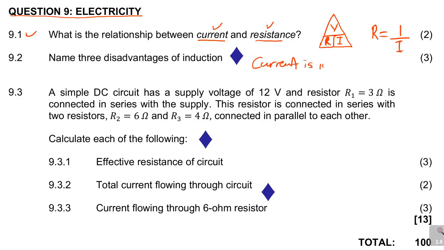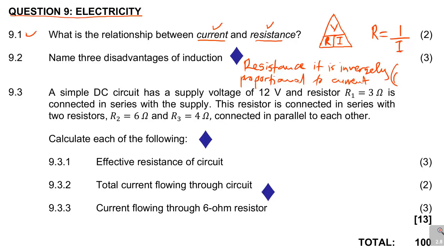Let's start with resistance, since we've got R is equal to. We can say resistance is inversely, that 1 over means it is inversely, that's the word they are looking for. So resistance is inversely proportional to current. So that's what they wanted you to say: resistance is inversely proportional to current.